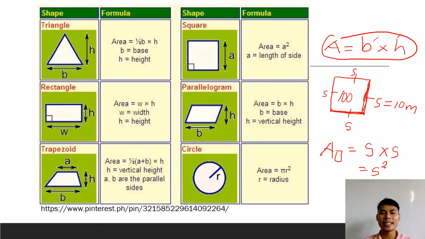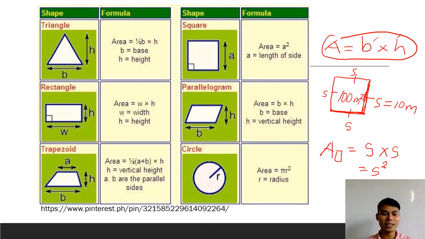And remember, it is in square units. Square meters. So, the area of this square is 100 square meters. That's all there is to it. Basic. But again, if you want to memorize the provided formula, or the formula you found on the net, in your notebooks, or in your references, why not?